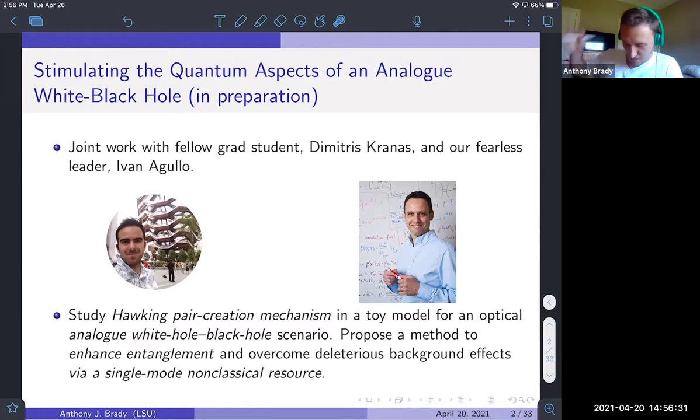If I had to say what we do in two sentences, we do a bit more than this, but in two sentences: we study this Hawking pair creation mechanism, and all these italicized words are hopefully words that I'll explain more clearly as we go along. We study the Hawking pair creation mechanism in a toy model for an optical analog white black hole scenario, and propose a method to enhance entanglement generated in this Hawking pair creation mechanism, and also to overcome background effects. Okay, so hopefully I'll explain that as we go.